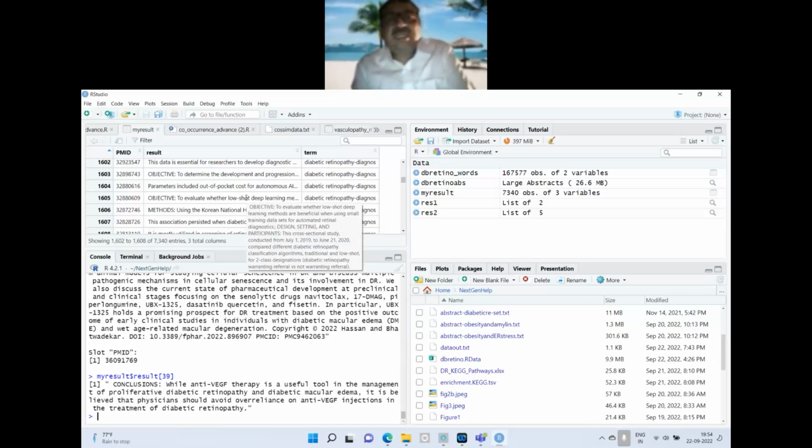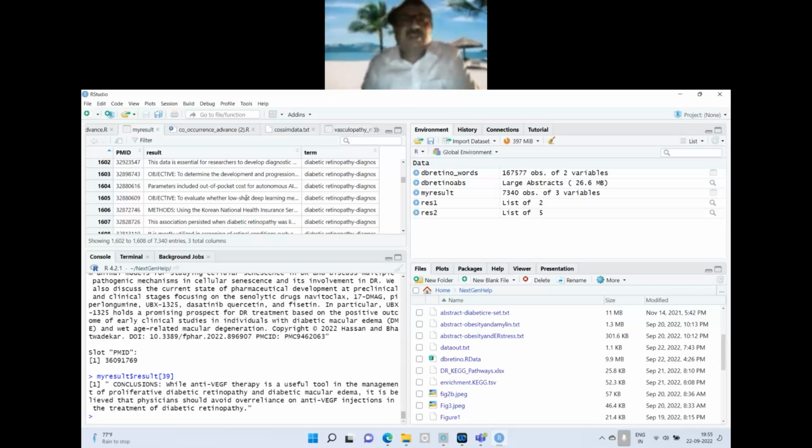Now, here is the use of artificial intelligence again coming, whether it can be used for automated retinal diagnostics. So, this type of investigation is happening in the diagnosis field of diabetic retinopathy. We have seen treatment, now we are seeing diagnosis.